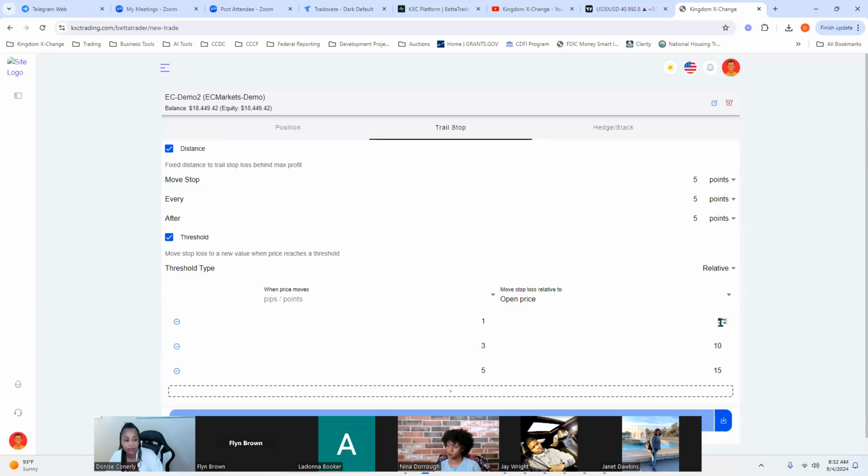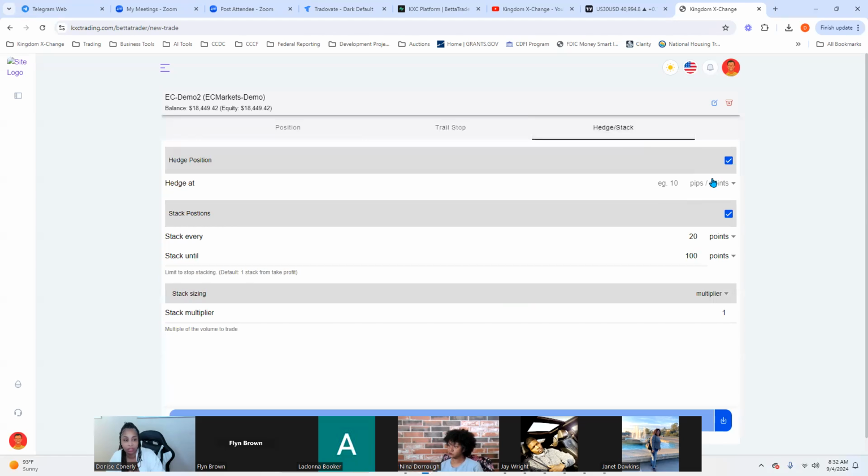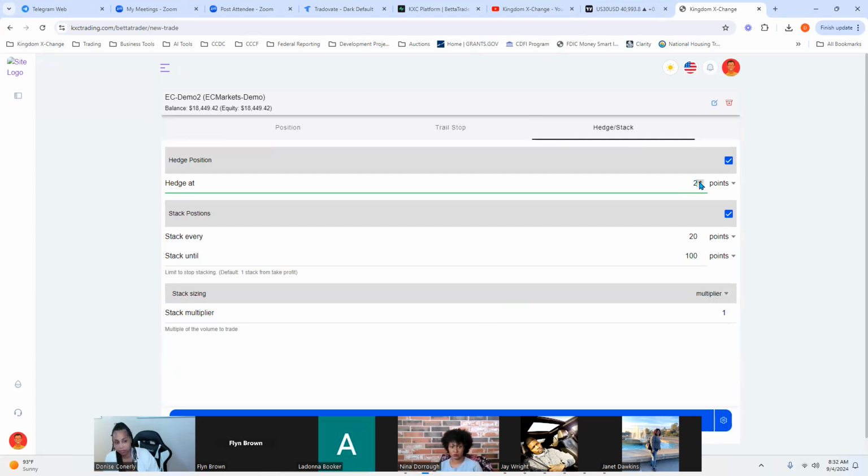So if it never gets to 5 points, then you can utilize the hedge strategy and say, when it goes 20 points against me, I only want to allow it to go 20 points against me, or 10 points, or however many points against me, and I want you to add an opposing position. It's going to open that same 0.25 position at 20 points.